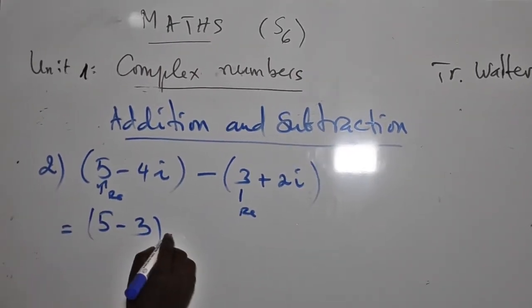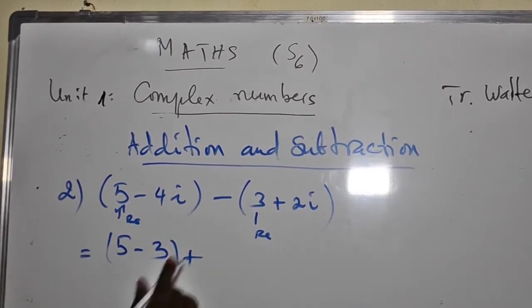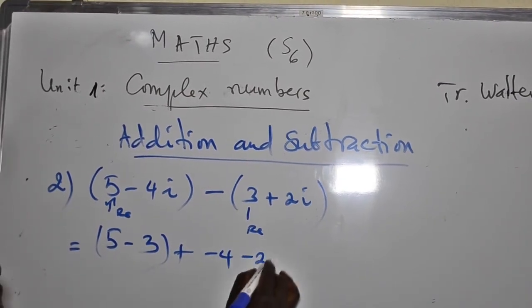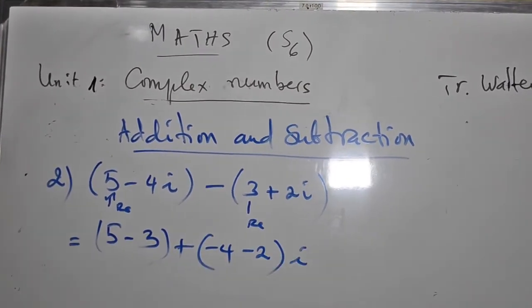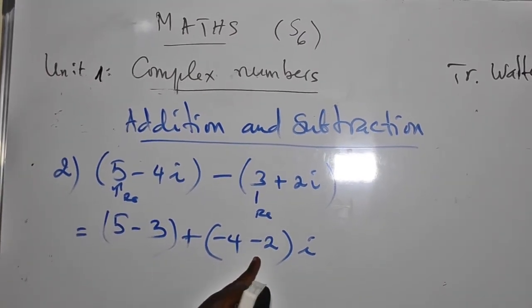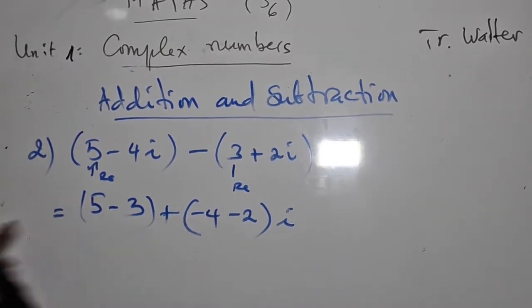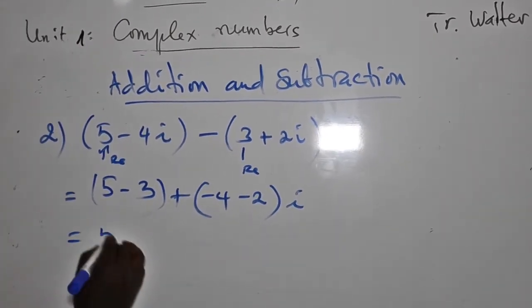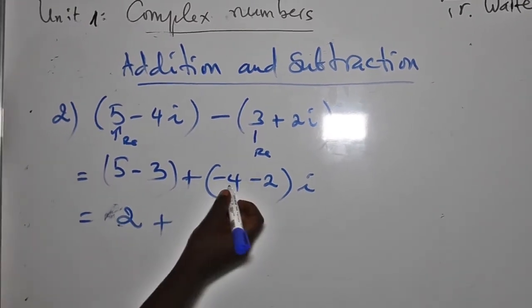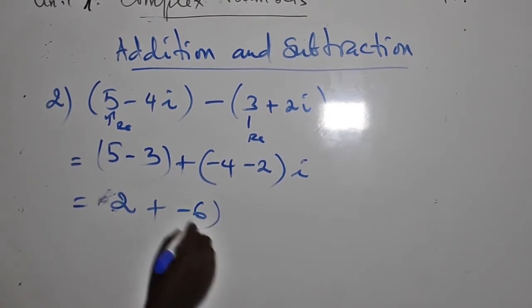Then plus the imaginary part together also. That will be negative 4, negative 2i, which means we do the difference of the imaginary parts as we have done also the difference of the real parts. And then here we shall get 5 minus 3, which will give us 2, plus negative 4, negative 2, which will give us negative 6i.